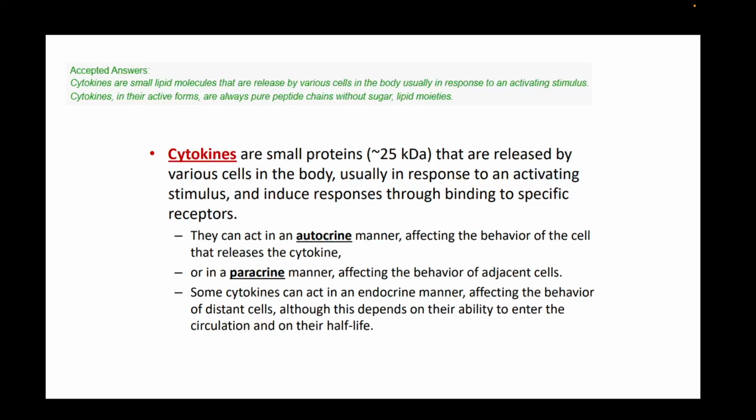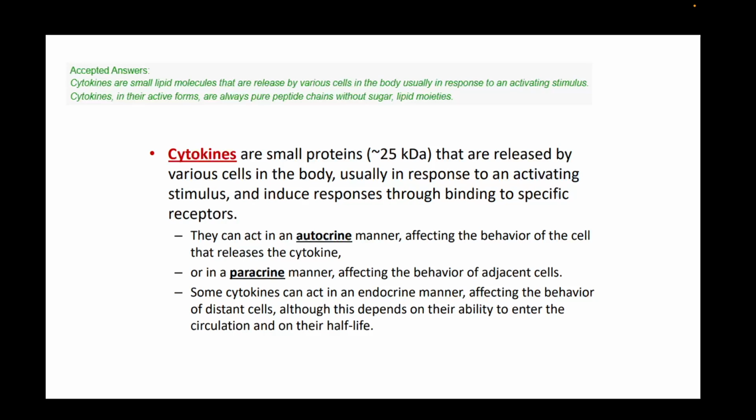Cytokines are basically small proteins that are released by various cells in the body, usually in response to an activating stimulus, and induce responses through binding to specific receptors. They can act in an autocrine manner, affecting the behavior of the cell that releases the cytokine, or in a paracrine manner, affecting the behavior of adjacent cells. Some cytokines can act in an endocrine manner, affecting the behavior of distant cells, although this depends on their ability to enter the circulation and on their half-life.